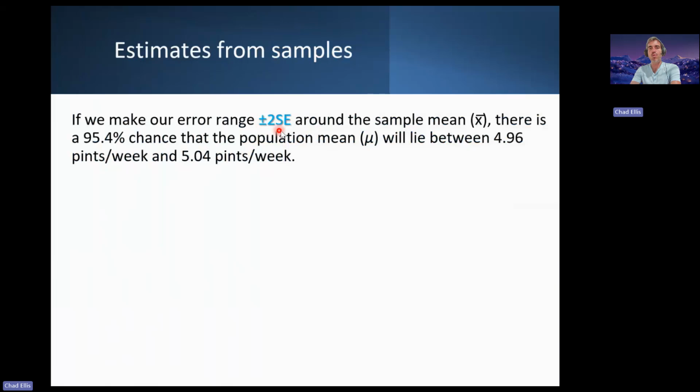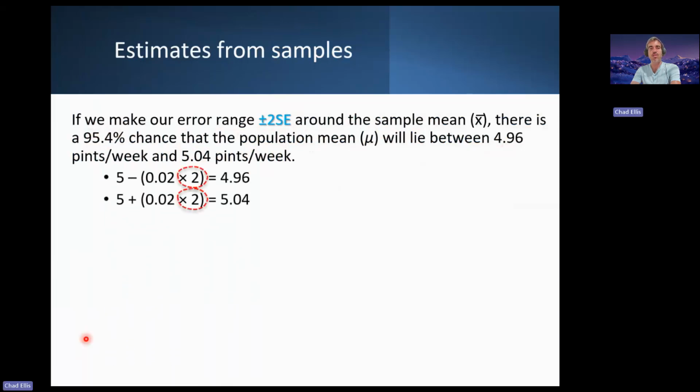So let's say instead of 1 standard error, we're going to go to a range of plus and minus 2 standard errors above and below the sample mean. So this, instead of giving us a 68% probability that we're capturing the population mean, now because our range is going to be wider, we're going to have a 95.4% chance that the population mean is going to lie between 2 standard errors below, which is 4.96, and 2 standard errors above, which is 5.04.